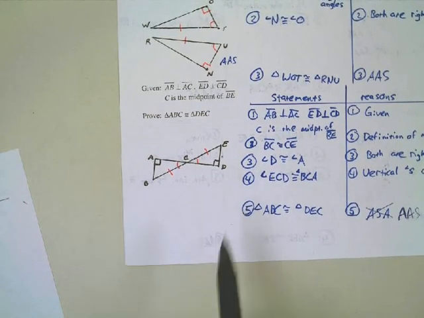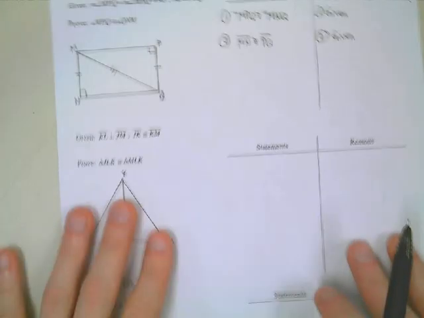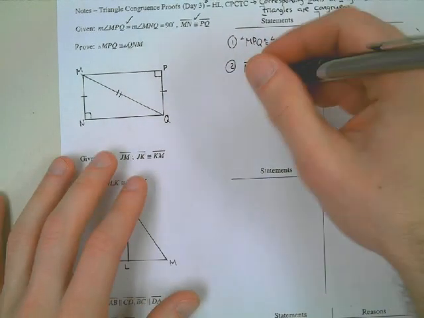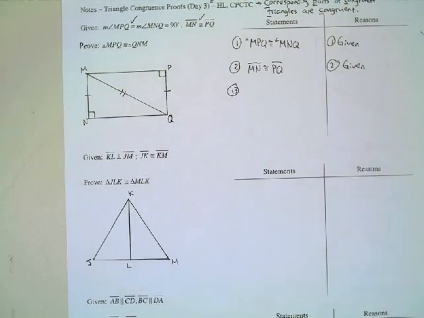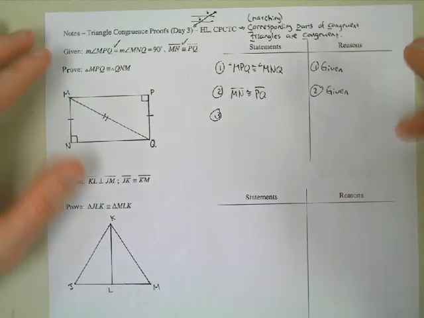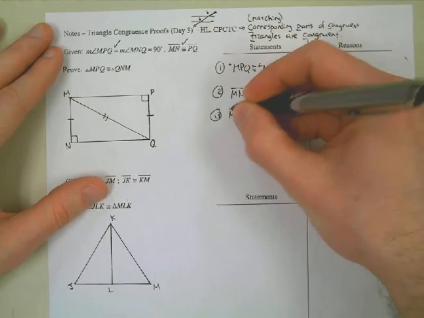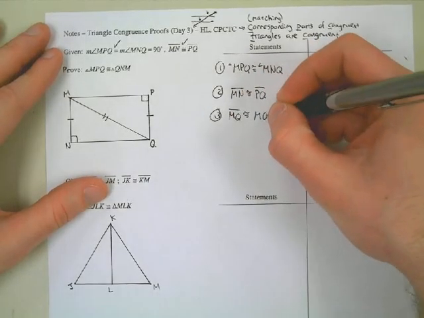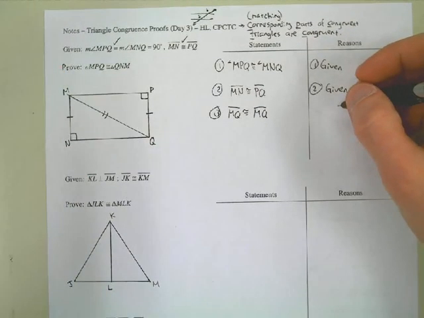All right. Number 3, let's go to Debbie. Debbie, what's another congruence we can list here? Yep, MQ is congruent to MQ, or QM is congruent to QM, or MQ is congruent to QM, or QM is congruent to MQ. You got a couple different ways you can write it there. And what's the reason for that, Debbie? Reflexive property. You got it.